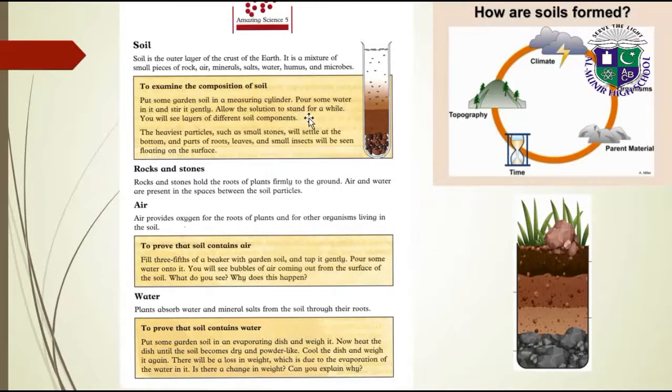Allow the solution to stand for a while. What will you observe? You will see layers of different soil components. The heaviest particles are these small stones which settle at the bottom. Then we have some parts of roots, leaves, and small insects that will be seen floating on the surface of the cylinder. So in this way we can find out the composition of soil.